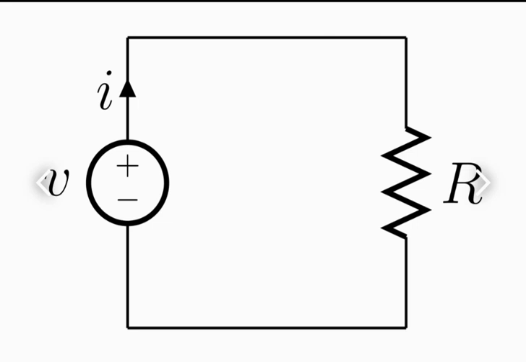For example, electrons carry negative charges, holes, which are also called a deficiency of electrons, carry positive charges, and ions can carry positive or negative charges.